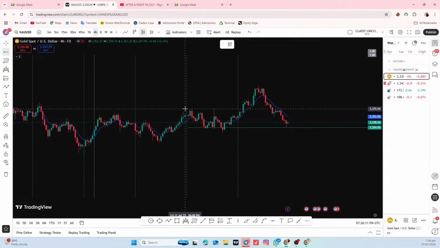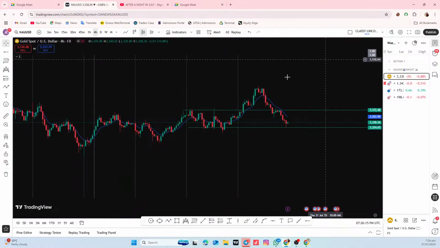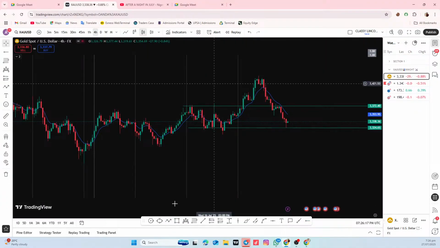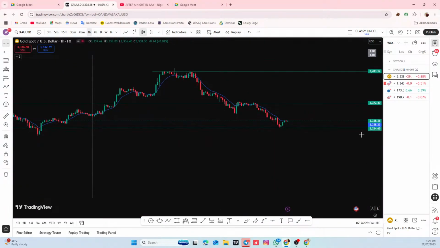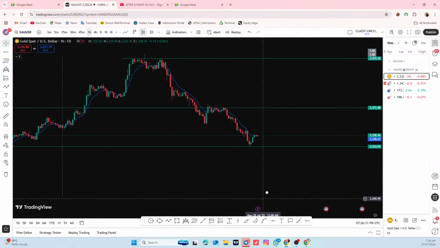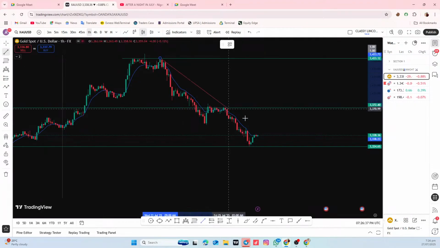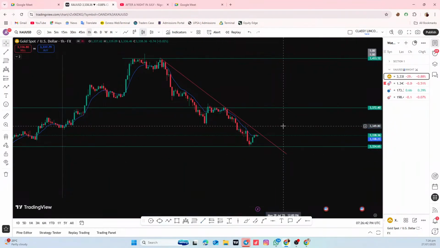Let's mark out this level, key level 2, right? Good. Now, we don't want to waste much of our time here. Let's get onto it. Now, having gold in a downtrend, as we all see, what can we do? Let's try and use the trend line concept here, just like this, right? Good.